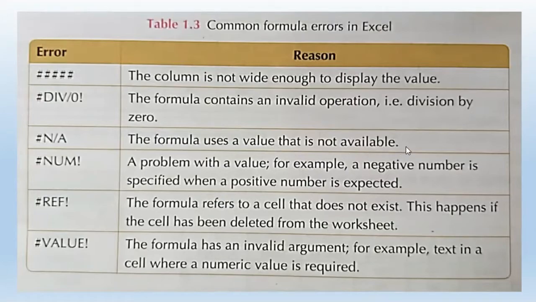Next is #N/A. The formula uses a value that is not available. It means that the value you are putting in the formula is not available in that software and it will not process that value. Okay, now we have #NUM!, a problem with a value, for example, a negative number is specified when a positive number is expected. It means that the formula expects a positive number, but we are giving a negative number, so it will show this type of error result in our MS Excel worksheet.